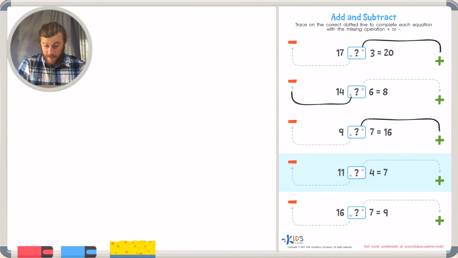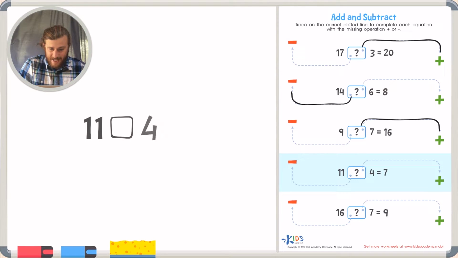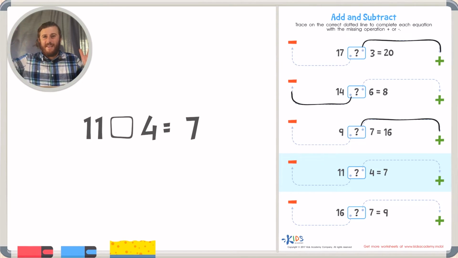Our fourth example has 11 plus or minus 4 equals 7. So we have our number of 11. And we need to shrink it so that way it turns into a 7. So if I'm turning 11 into a 7, am I adding to it or am I taking away? Well, I'm going to have to take away 4 to get to 7. So let's trace our line to subtraction.